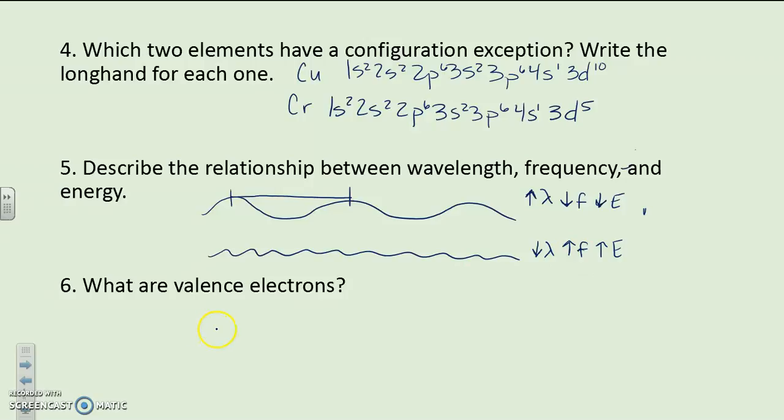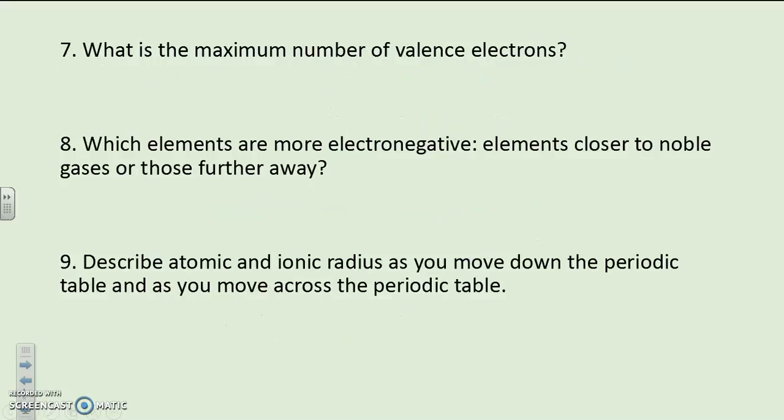What are valence electrons? Those are the outermost electrons. Number 7, what is the maximum number of valence electrons you can have? 8. Remember the octet rule? 8 valence electrons, no mas.